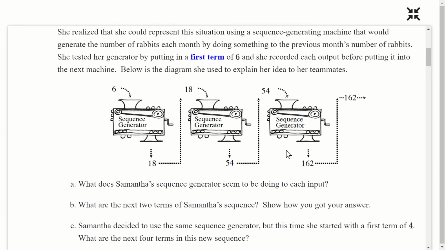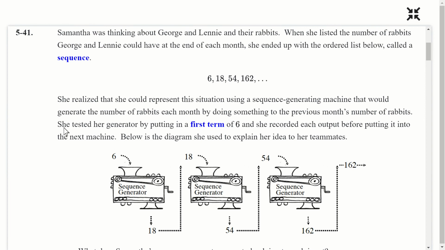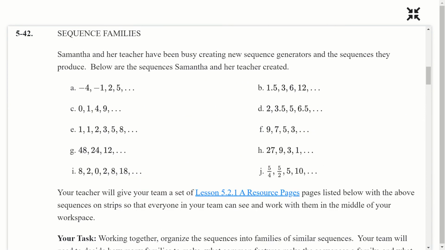This machine's doing something. Tell me what it's doing. What are the next 2 terms for this sequence? And then consider putting in a different starting value. And if you put in a different starting value, how does the sequence look different? So that's the first question we're doing today, question 41. And then we're going to spend the rest of this lesson on 42.